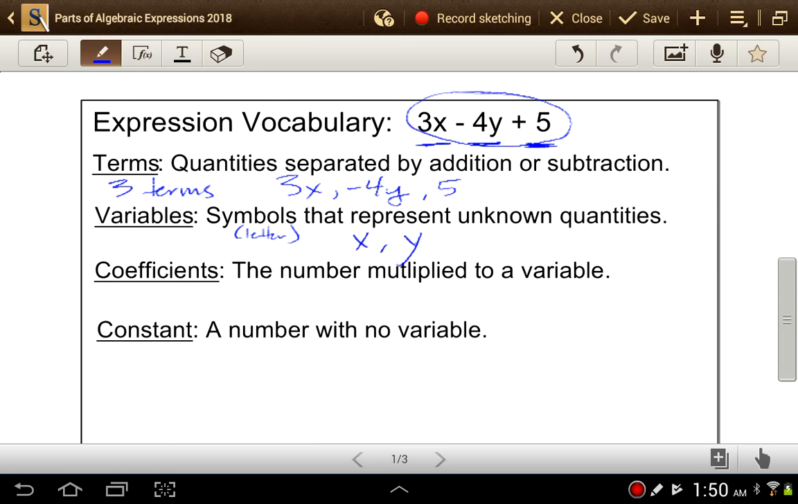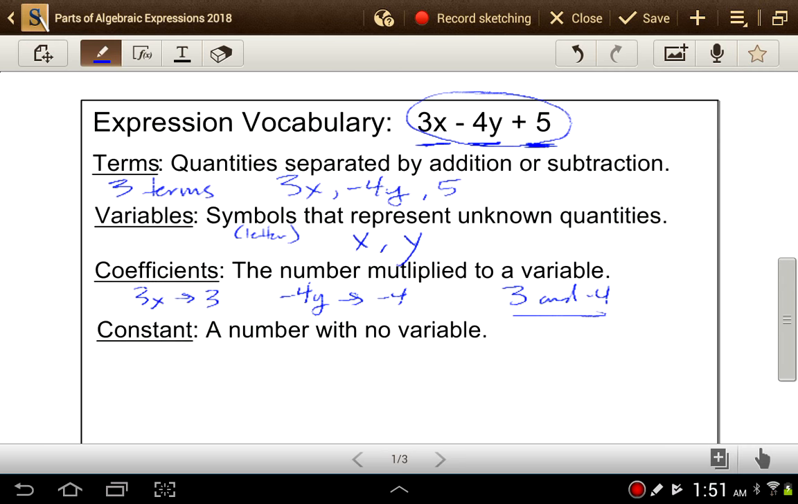Now coefficients are the numbers that are multiplied to a variable. So I'm going to look at those variables, the x and the y, and see what I'm multiplying to them. The first one I have is 3x. 3x is going to give me a coefficient of 3. My next one is negative 4y. Again, I'm subtracting 4y, so that is a negative 4y. That's going to give me a coefficient of negative 4. So my answer is 3 and negative 4. Those are the coefficients in this expression.